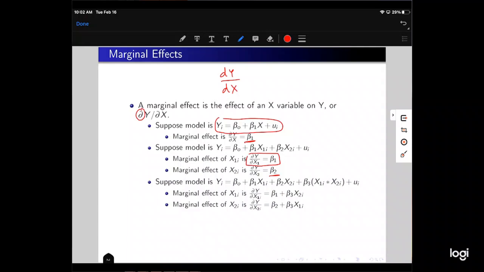Now suppose our model, and this is what we're introducing today, has an interaction, x1 times x2. So the marginal effect of x1 is then going to be beta 1 plus beta 3 times x2, because that's the derivative of this function. When you take the derivative with respect to x1, it falls out and is multiplied by what's left over, beta 3 times x2. Likewise, the marginal effect of x2 is beta 2 plus beta 3 times x1.